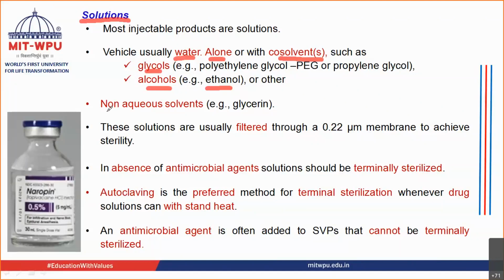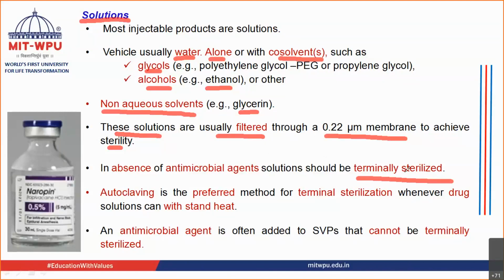Apart from water as a vehicle, you can also use non-aqueous solvents as your vehicle, for example, glycerin. Whenever you are preparing the solutions, these solutions are usually filtered through a membrane filter in order to achieve sterility. Before the product is packed, it is sterilized. If you are not using any antimicrobial agent, then before packing it is sterilized with the help of filtration, and after packing it is sterilized with the help of terminal sterilization.